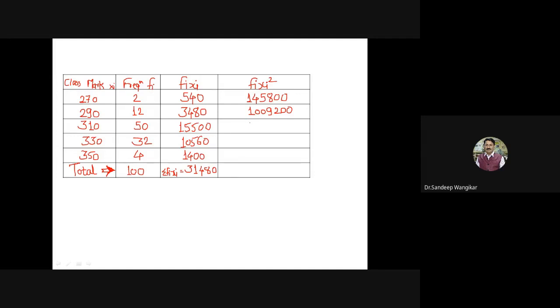Okay, 4805000. Very nice. Next, 32 into 330 square. 3484800. Okay, 3484800. Last value, 350 square into 4.